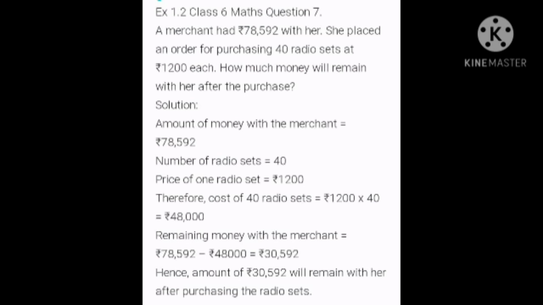So totally she had 78,592. Her purchase amount is 48,000. So remaining means you will be subtracting both. You get 30,592, which is the remaining amount in her hand.